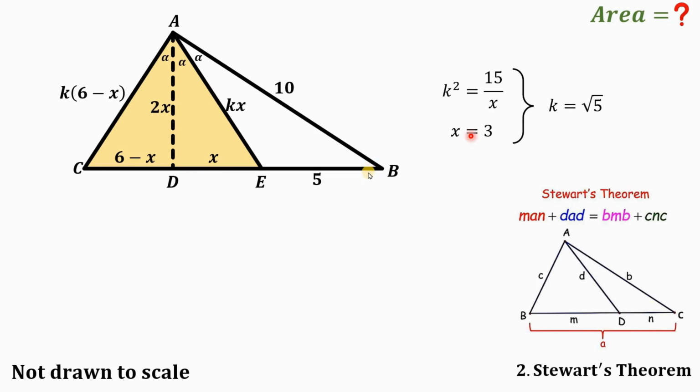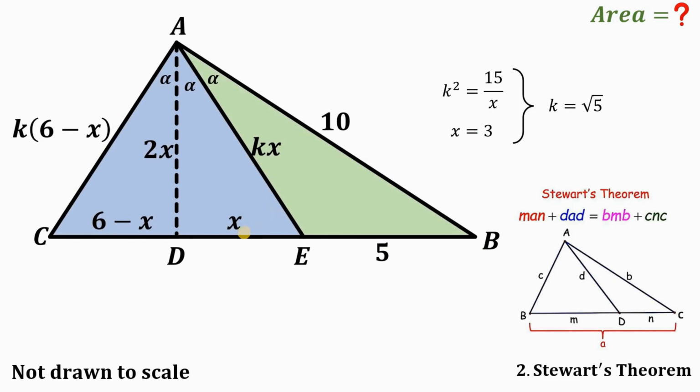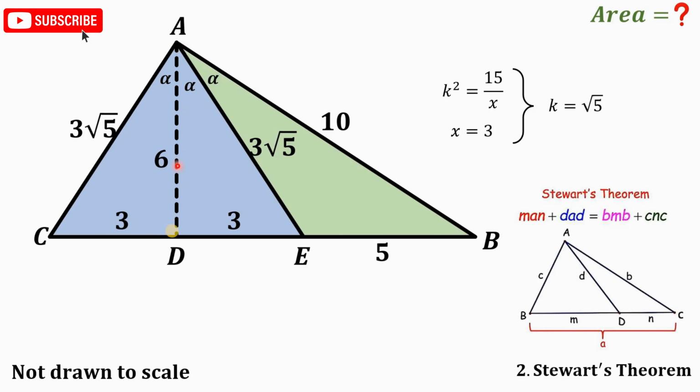Now, focus on our figure, and take note, we can say that all of this x must be equal to 3. Now, simplify. 2 times 3 is 6, and 6 minus 3 is 3. And the value of k is the square root of 5. From here, we can say that this blue triangle is an isosceles triangle. In short, this segment AD is a perpendicular bisector, or this creates 90 degrees. Therefore, this is the height of this green triangle, and this is the base.